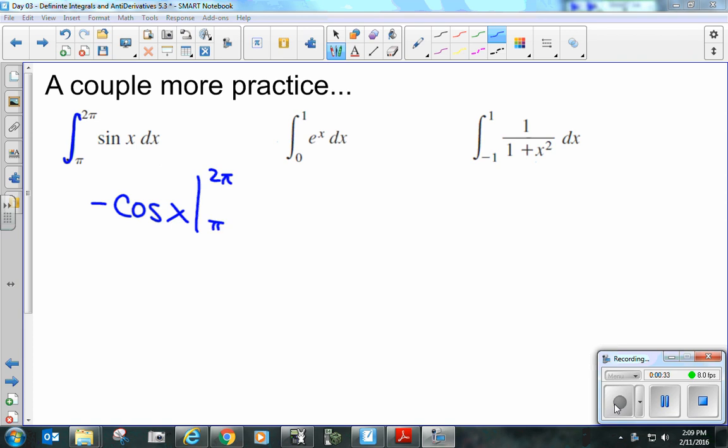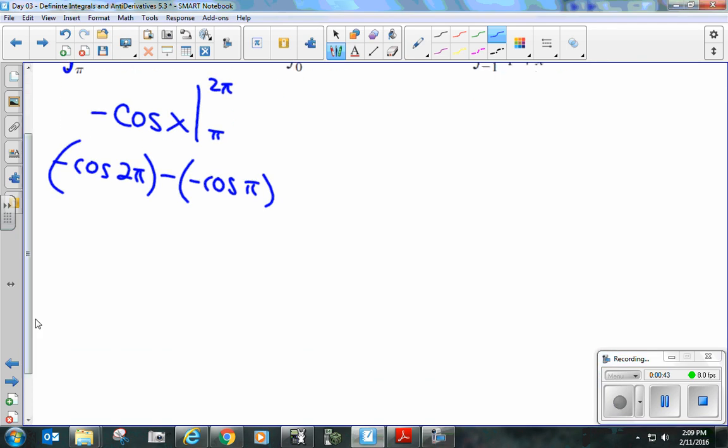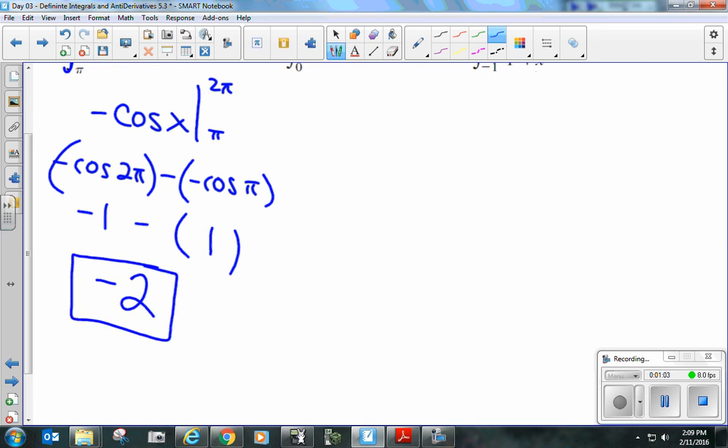So now I just throw those in and subtract them. So negative cosine of 2 pi minus negative cosine of pi. What is the cosine of 2 pi? Forget the negation. What's cosine of 2 pi? 1. It's 1, but then I'm going to negate it, right? So it's negative 1. Minus. What's the cosine of pi? Negative 1. And then when I negate a negative 1, it's positive 1. And I have to subtract that. Negative 1 minus 1? Very, very good.